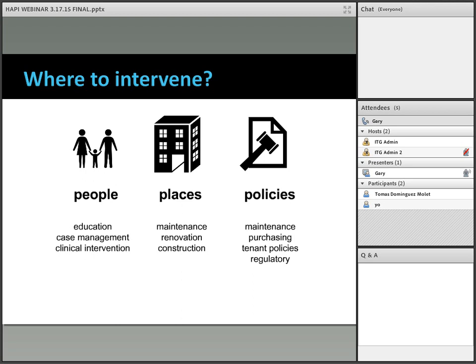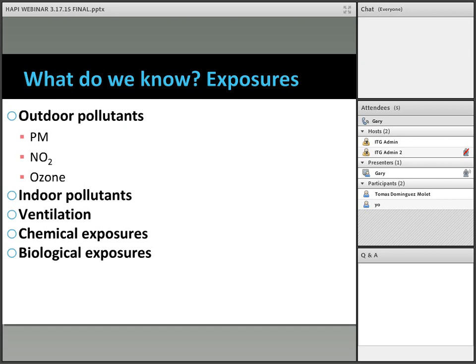What I want to do now is walk through some of the evidence base we have that links household exposures to health. This is a big broad brush view, and what I've tried to do is pull very thorough scientific reviews that are publicly available, so that if you want any more information, you can go to them for more detail. But once again, this is the view from 30,000 feet, trying to look at some of what we know about exposures and health. And I'm going to walk through a little bit about outdoor pollutants, indoor ventilation, and some chemical and biological exposures.